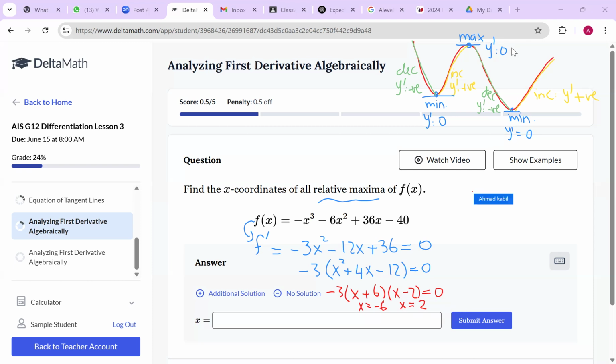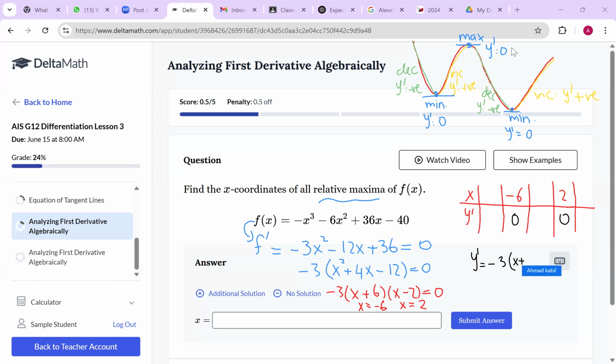We create a table of x and y dash. We leave the first column empty, and then we put negative 6, and then leave another empty box, and then put 2, and then leave a third empty box. Now, we know that the value of y dash is 0 here and here. We are going to try to substitute other values of x and figure out the sign of y dash. So remember, y dash is negative 3 times x plus 6 times x minus 2.